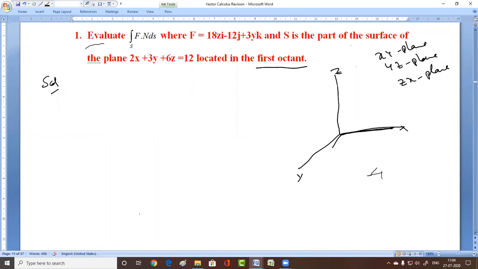Our plane intersects the 3 coordinate axes at the points A, B, and C. I will write again, then no problem.